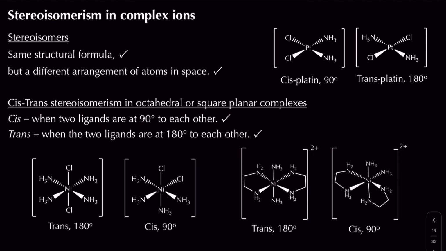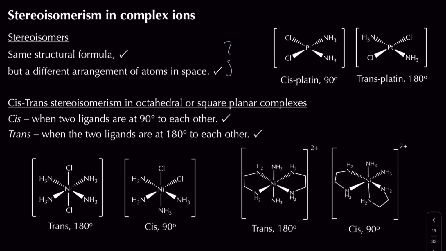So in this video, we're going to be looking at stereoisomerism in our complex ions rather than organic compounds themselves. Now, stereoisomers, you need to know, are compounds with the same structural formula but with a different arrangement of atoms in space.